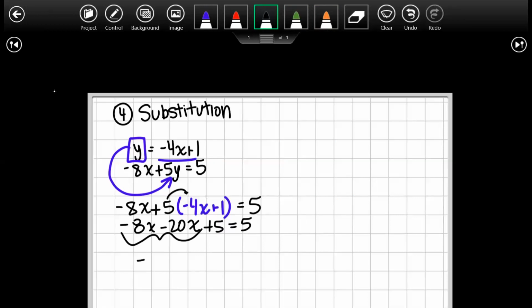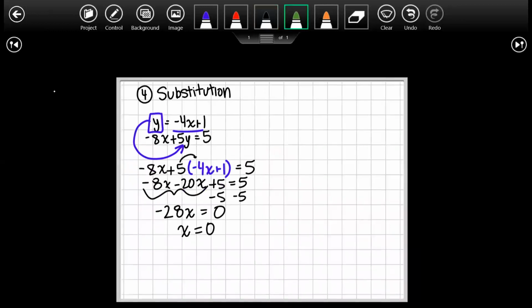negative 28x. Subtracting that 5 from both sides gives me 0. X is going to be equal to 0. That's a part of our first solution.